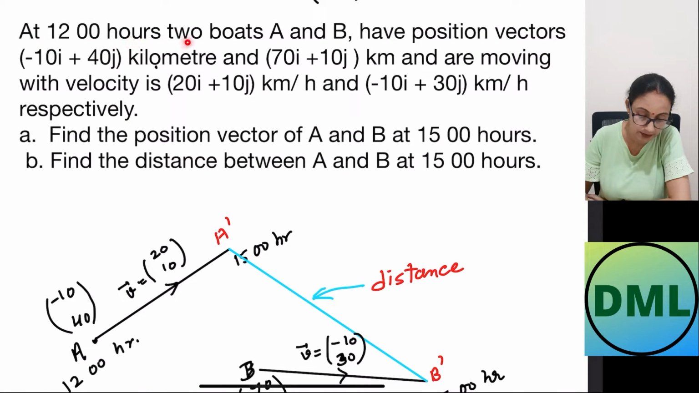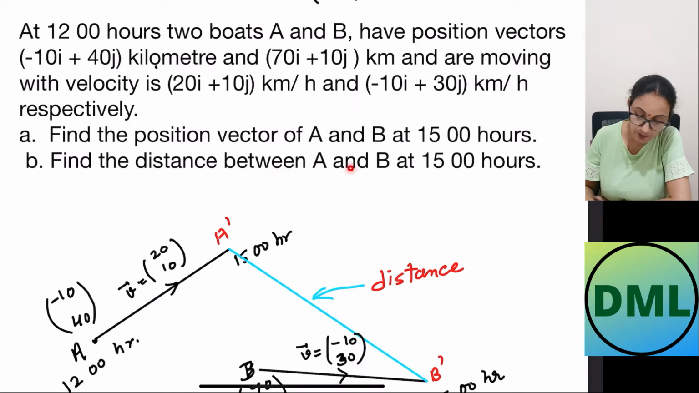At 12 hours, two boats A and B have position vectors minus 10i plus 40j kilometers and 70i plus 10j kilometers. So this is the position vector of A. Initial position is minus 10, 40, and this is the position vector of B, which is 70, 10. And they are moving with the velocity 20i plus 10j kilometer per hour and minus 10i plus 30j kilometer per hour. So A is moving with the velocity of 20, 10, and B is moving with the velocity of minus 10, 30. Find out the position vector of A and B at 15 hours.